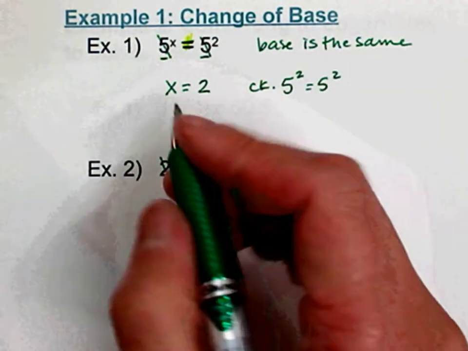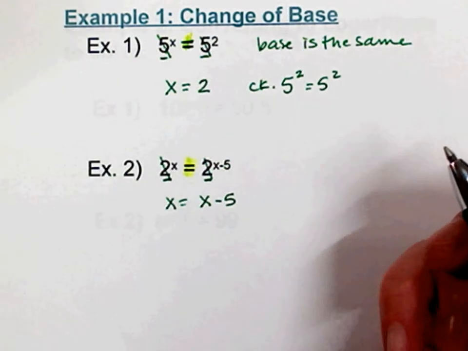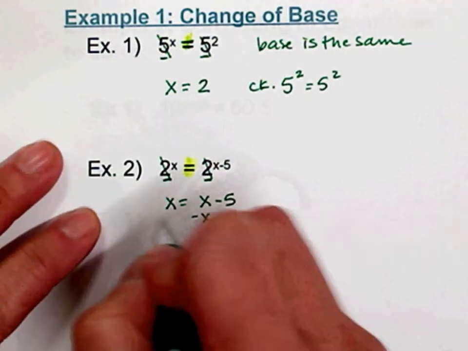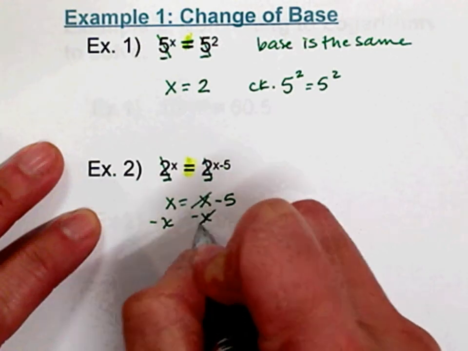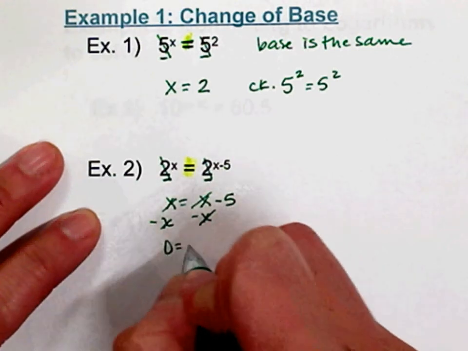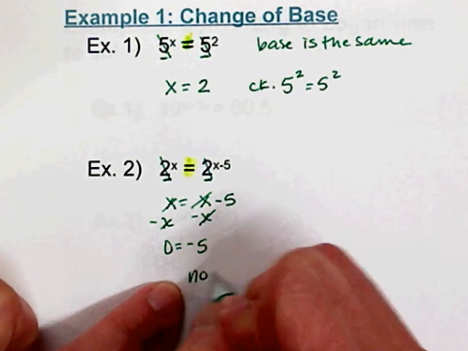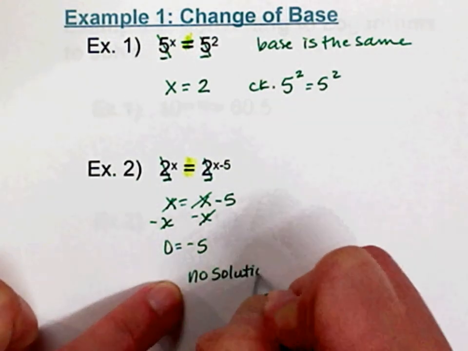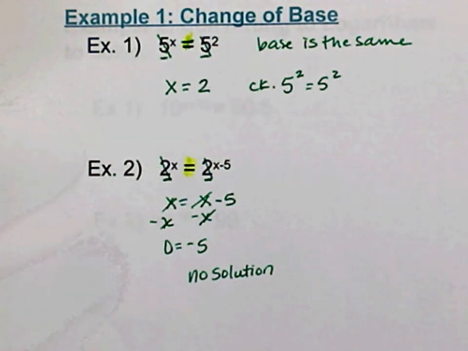So now you have x is equal to x minus 5. Solve for x. Minus x, minus x. That cancels out. So you got 0 equals negative 5. Do you have an answer for that? Nope, this one is a no solution. Okay? Because when you plug it in, it doesn't work. All right.